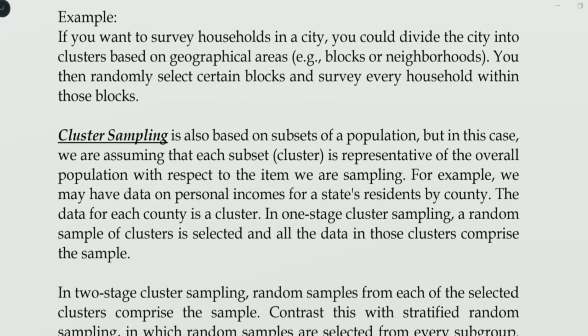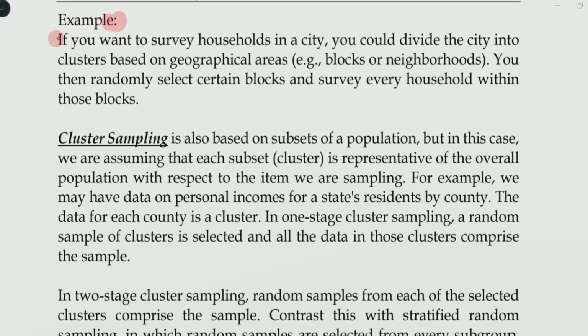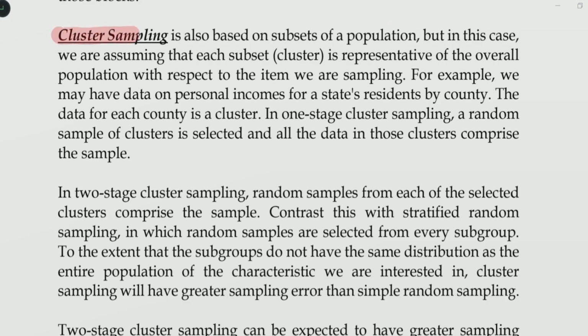Now moving ahead. Example, if you want to survey households in a city, you could divide the city into clusters based on geographical areas like blocks or neighborhoods. You then randomly select certain blocks and survey every household within those blocks. So cluster sampling is also based on subsets of the population, but in this case we are assuming that each subset or cluster is representative of the overall population with respect to the item we are sampling.